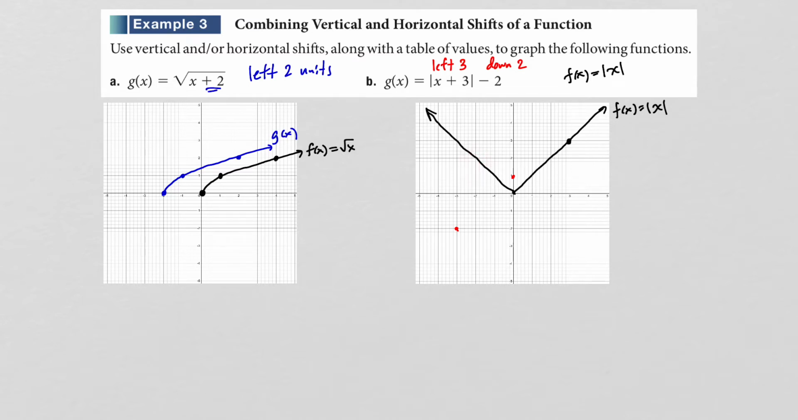If I shift this point to the left 3 and down 2, that will put us at this point right here. And from there, you can get a relatively accurate sketch of what that graph would look like. And so this is what the function g of x would look like. So this is a combination of a horizontal shift and a vertical shift.